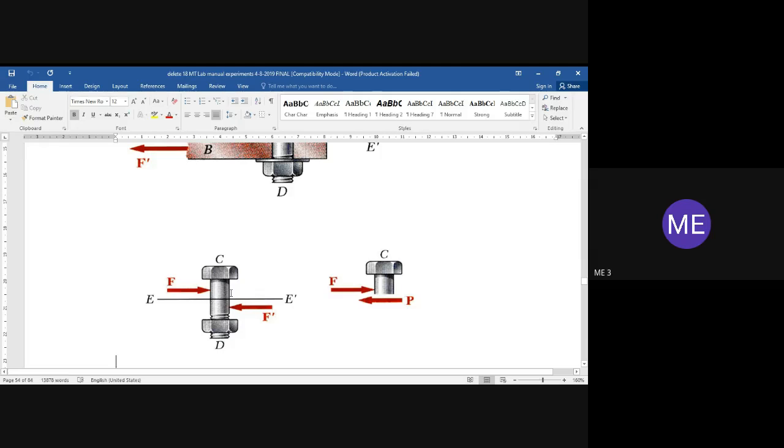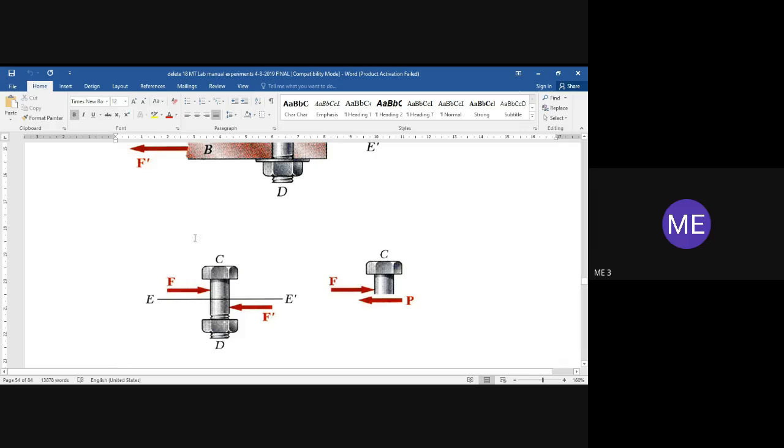The directions of movement of the two blades of the shear or scissor are not the same. One is moving in the downward direction, and one more is moving in the upward direction. One force is applied in the downward direction, and one more force is applied in the upward direction, so two opposite forces.